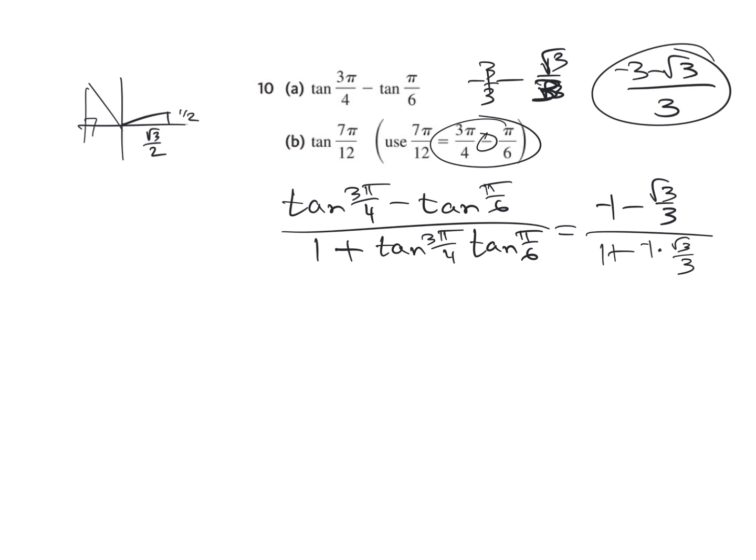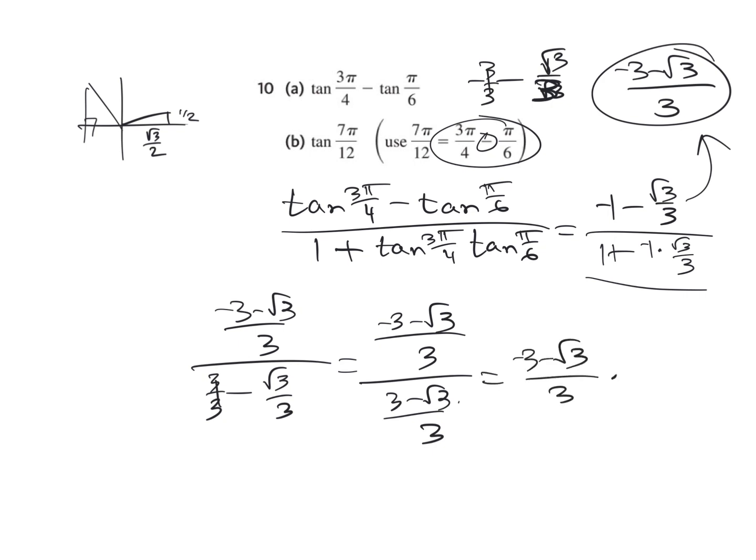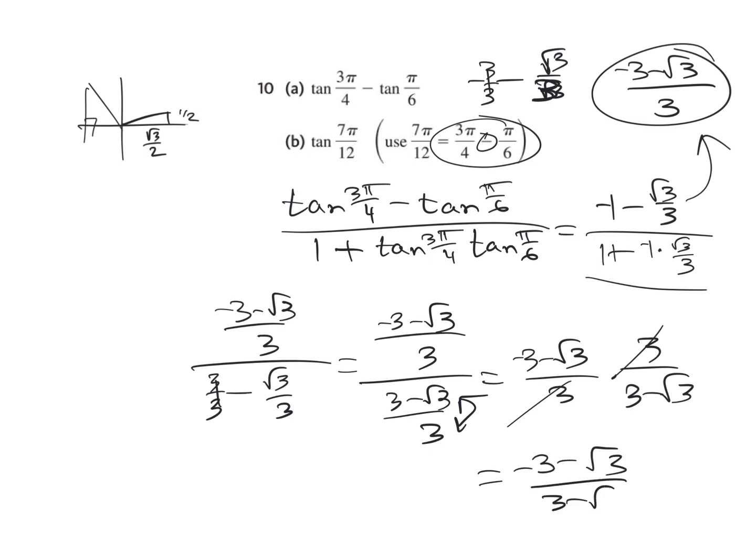All right, so on top, I'm going to use what we rationalized that to, negative 3 minus square root of 3 over 3. On the bottom, you get 1 minus square root of 3 over 3. So again, you got to get a common denominator. So negative 3 minus square root of 3 all over 3 over 3 minus square root of 3 over 3. So you take the top times the reciprocal of the bottom, 3 over 3 minus square root of 3. And so you have negative 3 minus square root of 3 all over 3 minus square root of 3.